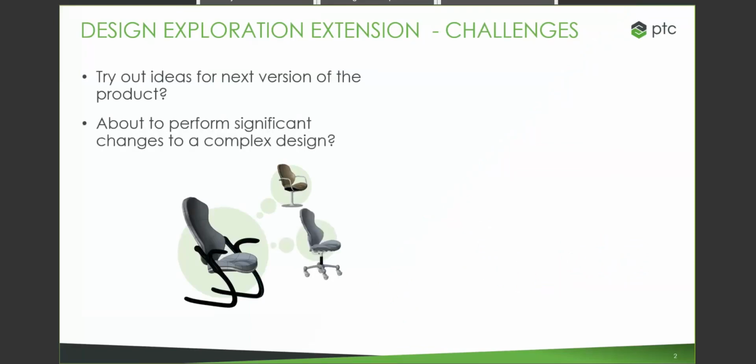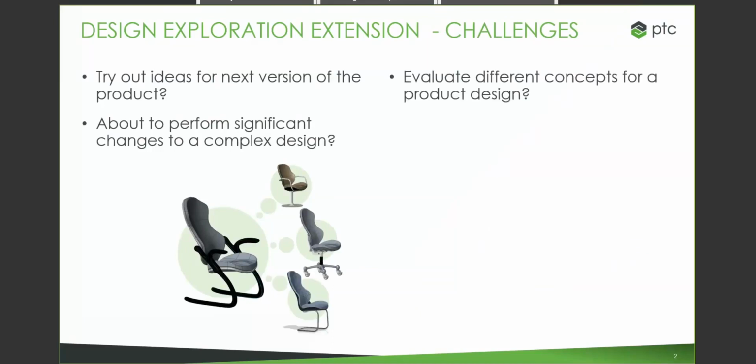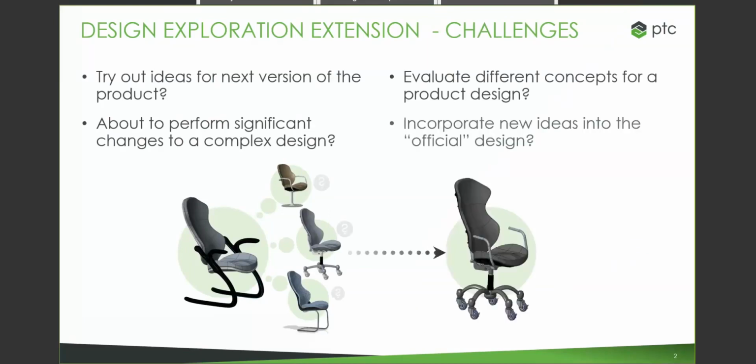Maybe we have a complex design with significant changes, but we're not exactly sure how we're going to get to that. We might start going through the process of trying out a lot of new concepts, pretty quick fire, just to see how that might look, and maybe finally you decide on a new idea to incorporate. How do you bridge the gap between that and getting to that new official design? All these are very real challenges, and what does that process look like today?